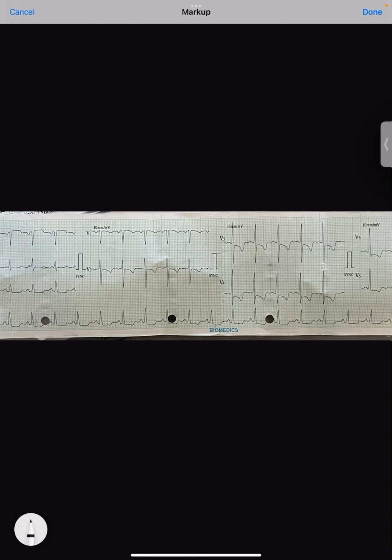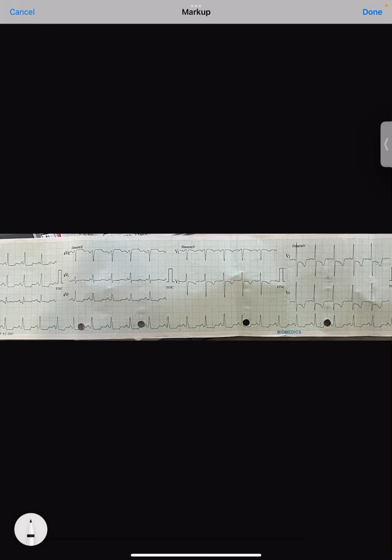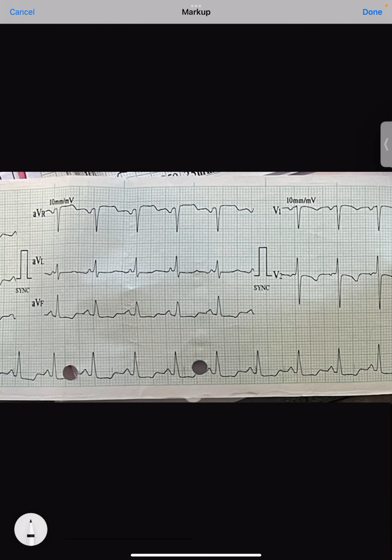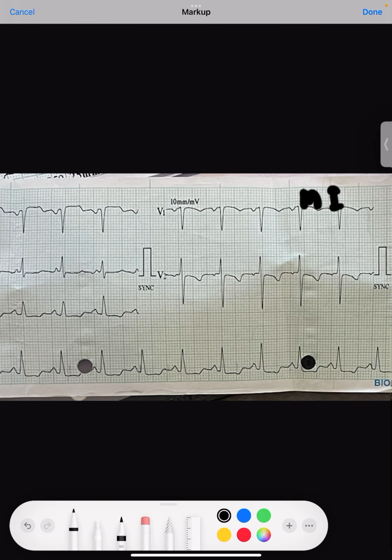Today we'll be discussing one more very interesting ECG. This is an ECG of a patient who presented to our hospital with chest pain. Whenever any patient presents with chest pain, one of the most important things we always have to think about is myocardial infarction, meaning heart attack.